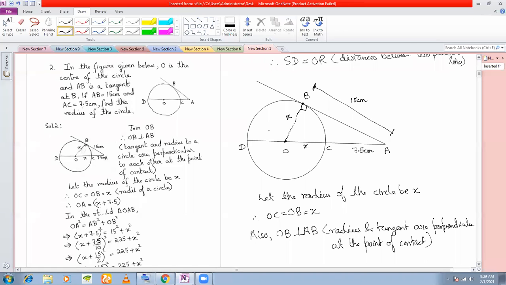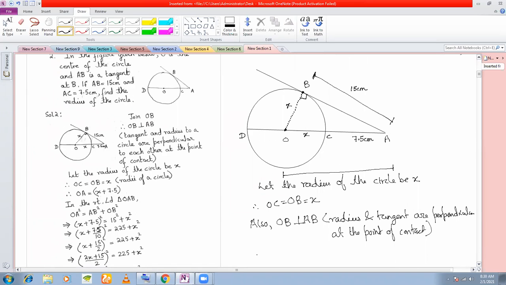So once we know that this is 90 degrees, we know this entire length OA also. What is the entire length OA? This length from O till A. What is this length here? x plus 7.5. Therefore, OA is equal to x plus 7.5. Right? So now, we have formed a right angle triangle here. And what is that right angle triangle? OAB is a right angle triangle.